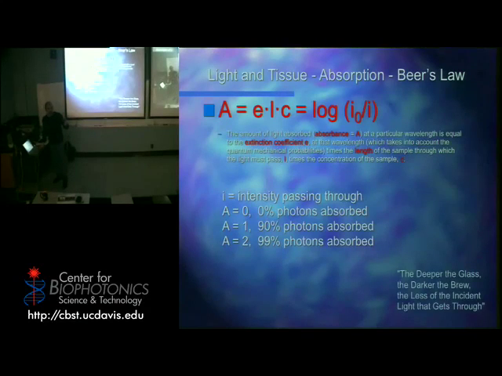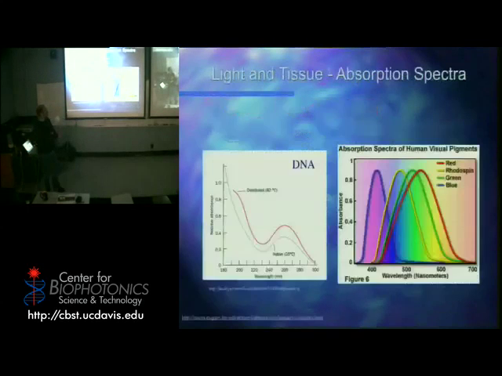I will not ask you to memorize this equation, but just have a sense that if you increase the concentration of something, less light gets through. So what do absorption spectra look like for some interesting molecules that we care about? Well, here's the absorption spectrum of DNA. Here is the relative absorbance, and here's the wavelength from 180 to 300. So this is all in the UV.